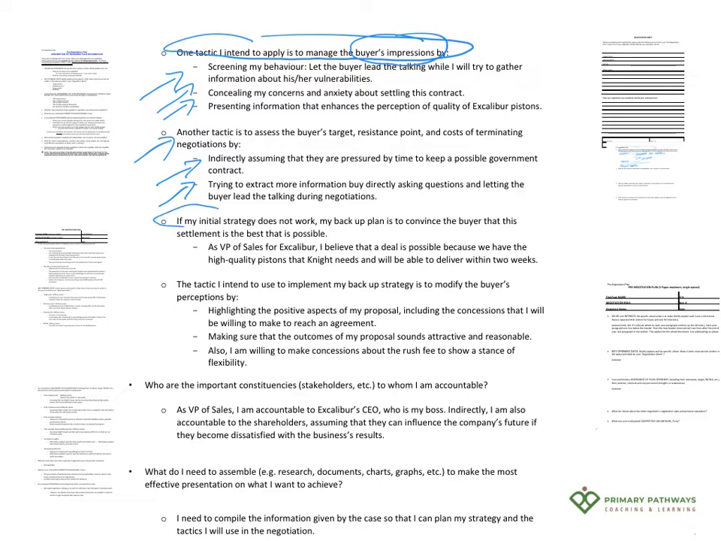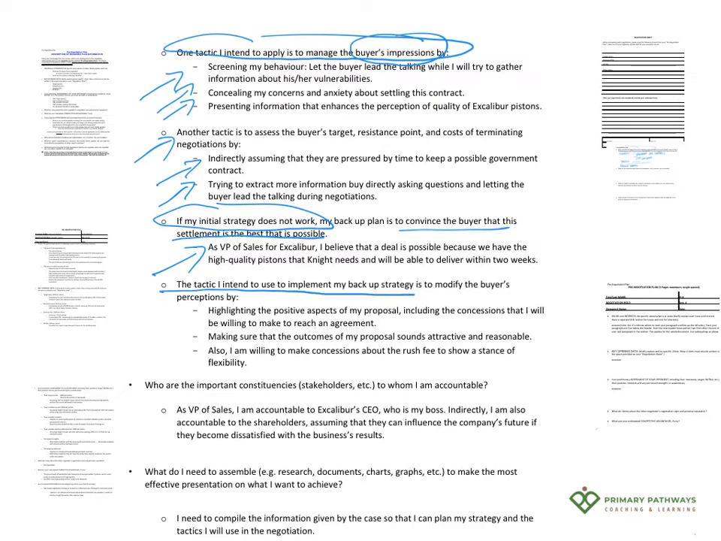She looks at, if my initial strategy does not work, her backup strategy will be to convince the buyer that this is the best settlement possible. And underneath, as the VP of sales for Excalibur, she says that she believes a deal is possible and that they'll be able to deliver within 2 weeks.